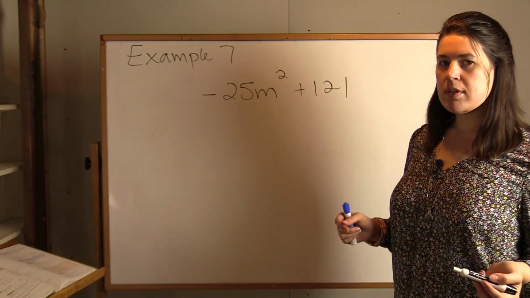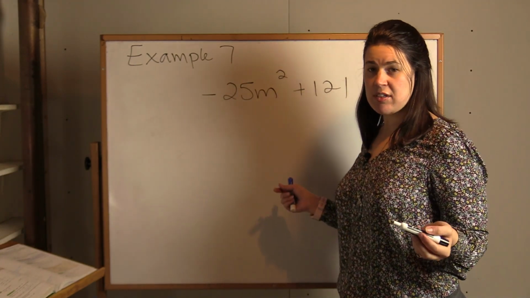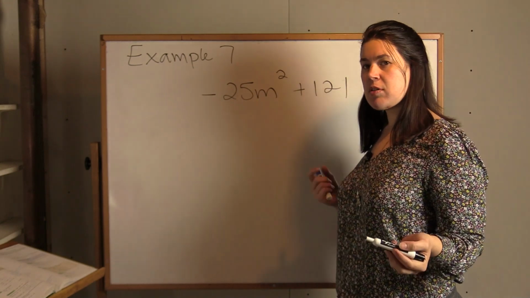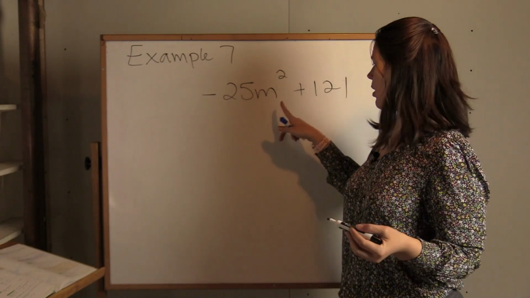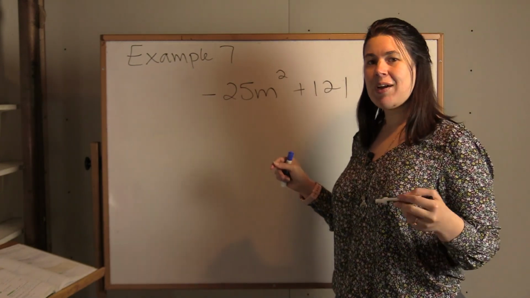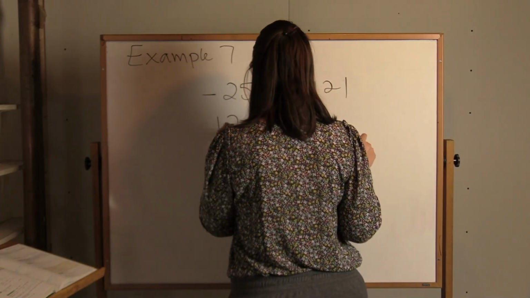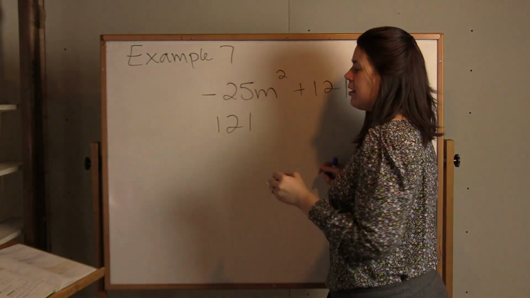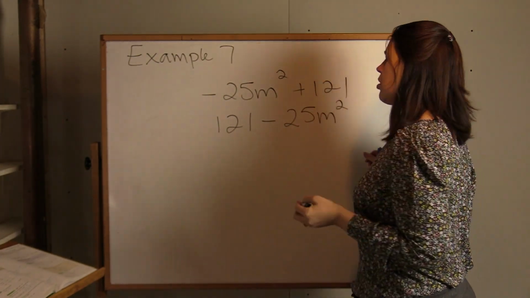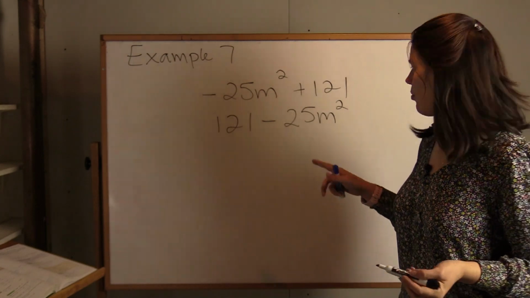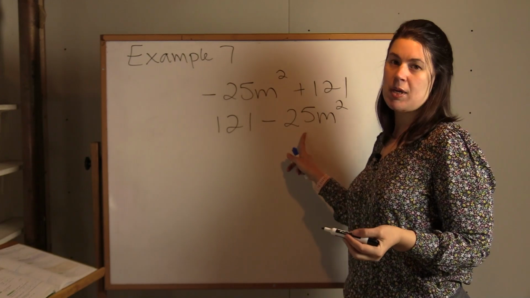Well, the rule is that if I want to take a perfect square and factor it, it has to be a perfect square minus a perfect square. Right now I have a negative perfect square plus a perfect square. But if I rearrange that, I can actually make it work. So what I'm going to do is take the 121 and put it first. And I'm going to have that subtracting 25m squared. So by doing this, I didn't change the value. 121 is still positive and 25m squared is still negative.